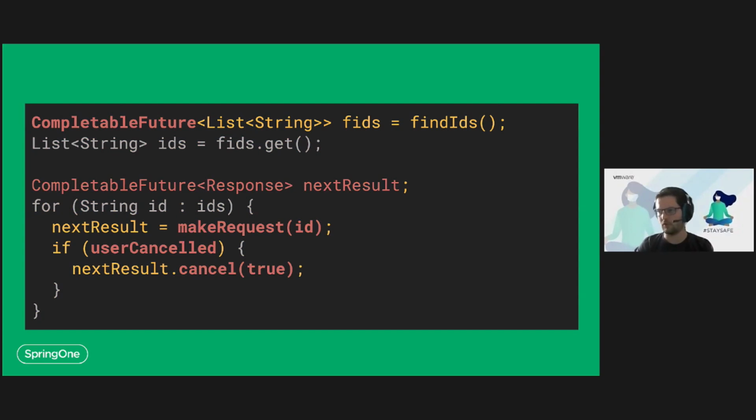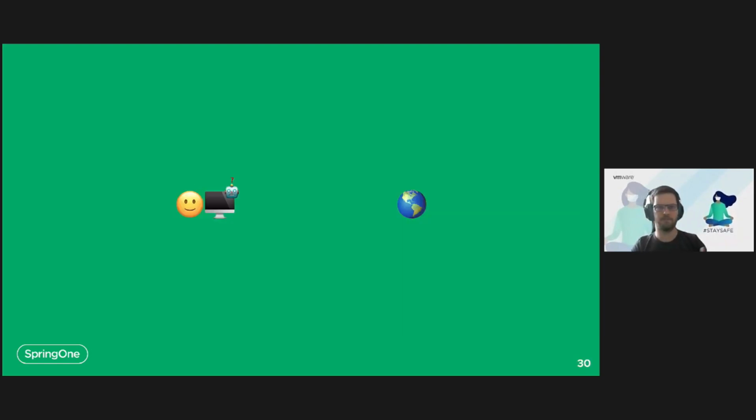So we switch to completable future. We use completable future of a list of strings to represent the first step of fetching a list of IDs. And then we'll loop, and we would probably need to do that sequentially and check inside the loop whether the user canceled the global request, the global process. But as long as it didn't cancel, then we make the next inner request. So we have something that is more involved.